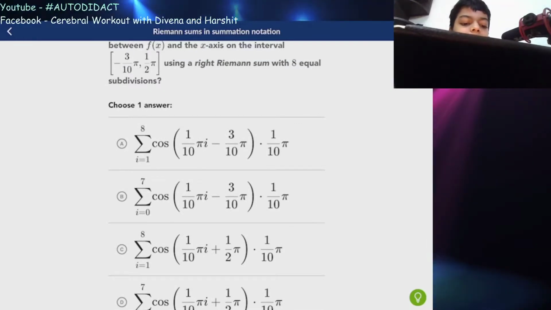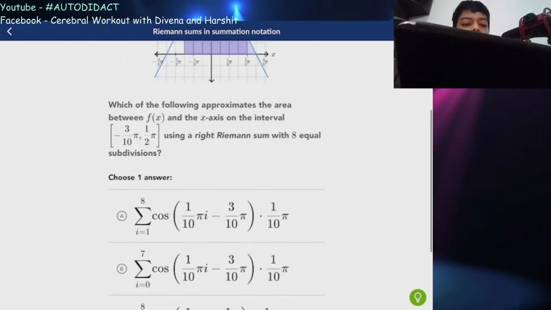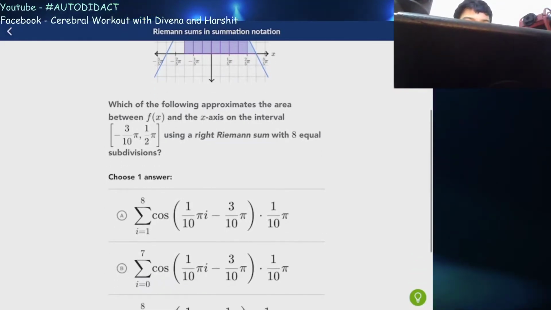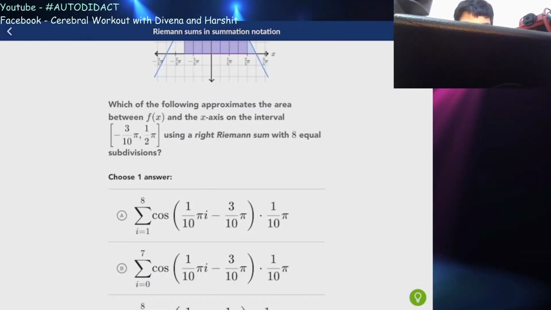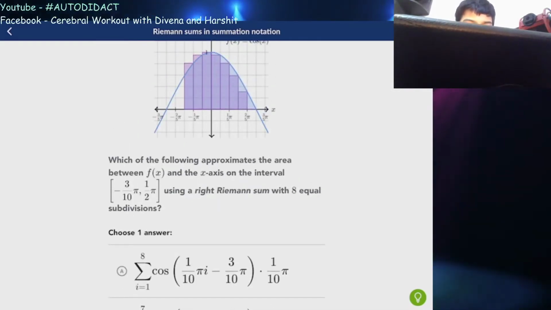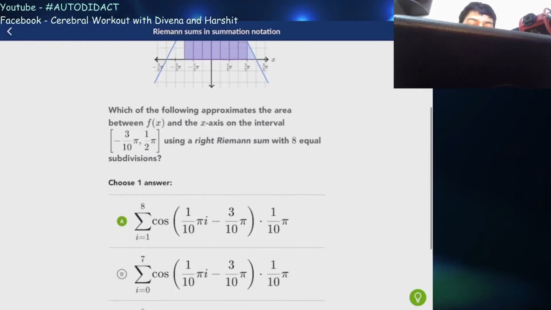Let's see this one. We also have to take the cosine of it. Let's see the first one again, with I equal to 3. This will be 3/10 pi minus 3/10 pi, which is equal to 0. Cosine of 0 is equal to 1, and 1 times this is equal to the area of this rectangle. So I will go with this answer.